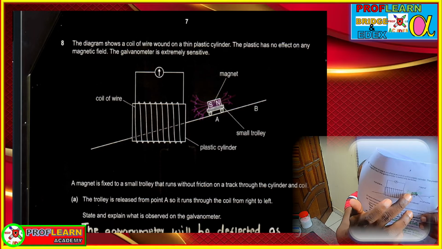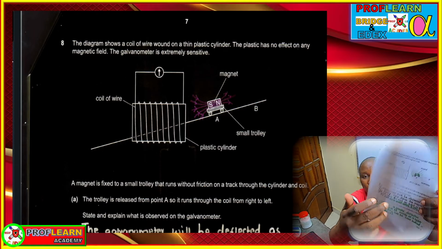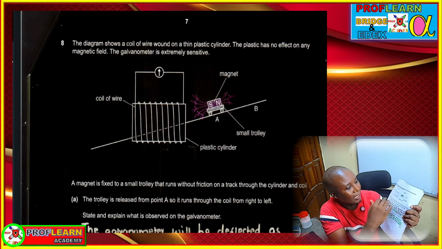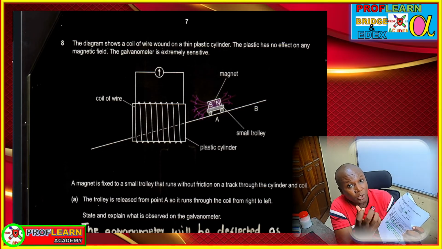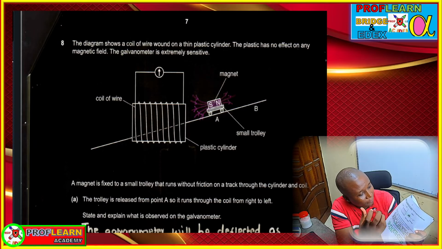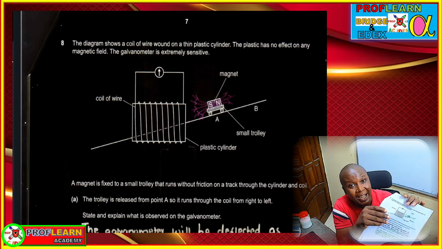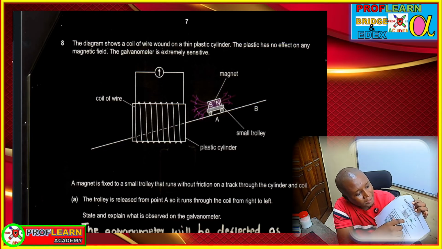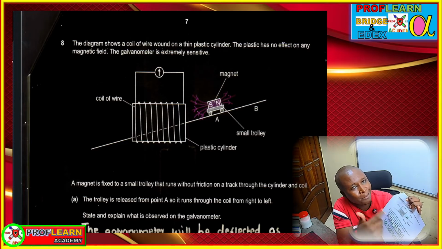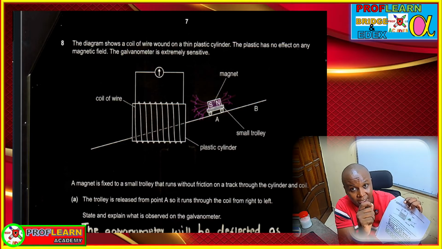So as it runs down the slope, the fields of the permanent magnet are going to cut across this coil that we're having here. And we have mentioned that whenever the magnetic fields cut across a coil or a conductor, then an EMF is going to be induced in that conductor. So when this trolley passes through here, the field will cut across, an EMF is going to be induced, then a current is going to flow through the coil, then this galvanometer is going to deflect.